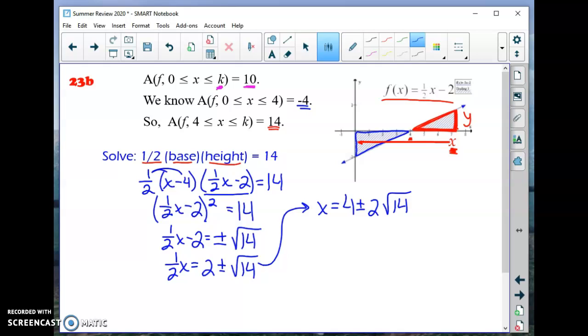How do I continue on any further than that? A little bit of common sense tells me that x should be a positive value. Plus, that's really the only thing that's going to make sense here. So I'm just going to use logic to say that x equals 4 plus 2 times the square root of 14. That's my final answer.